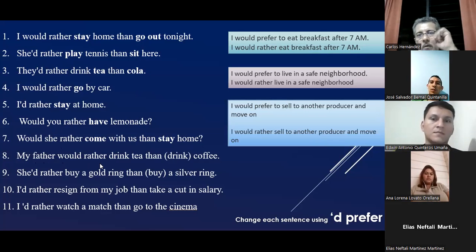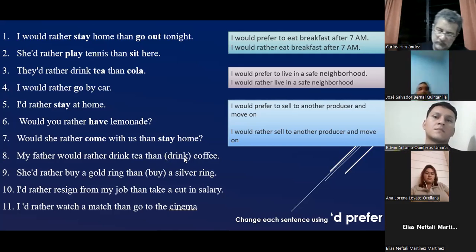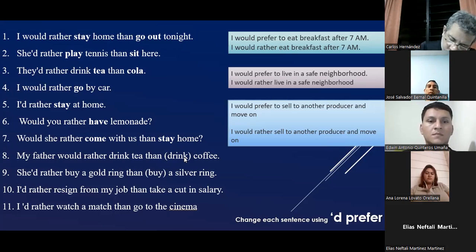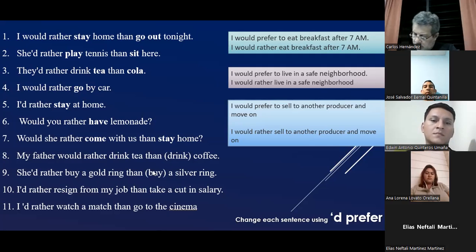Then it says, my father would rather drink tea than drink coffee. Actually, the first time we can state the action, and the next time we can omit it and just say the other option, because we know that you drink coffee. It's not necessary to say drink tea, then drink coffee again. You can just say, my father would rather drink tea than coffee. Only the two objects. Then, for example, number 9: she'd rather buy a gold ring than, okay, buy. You may say it or you may not.